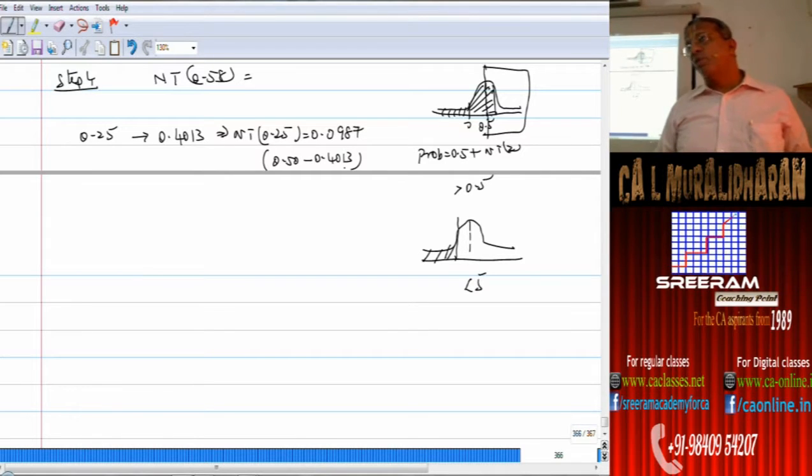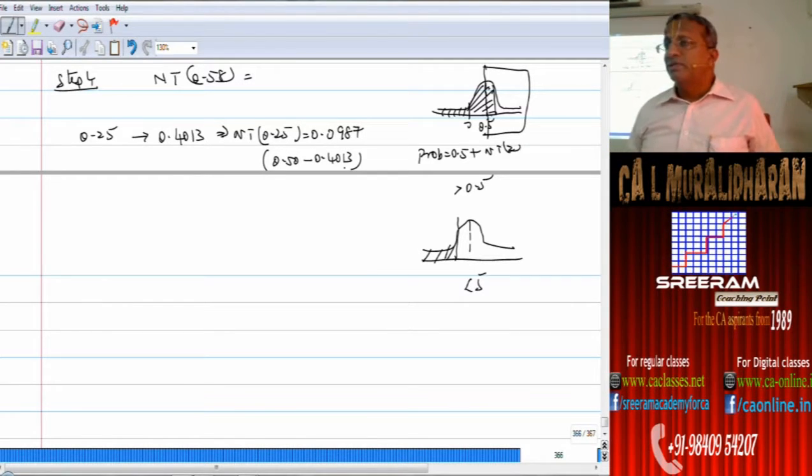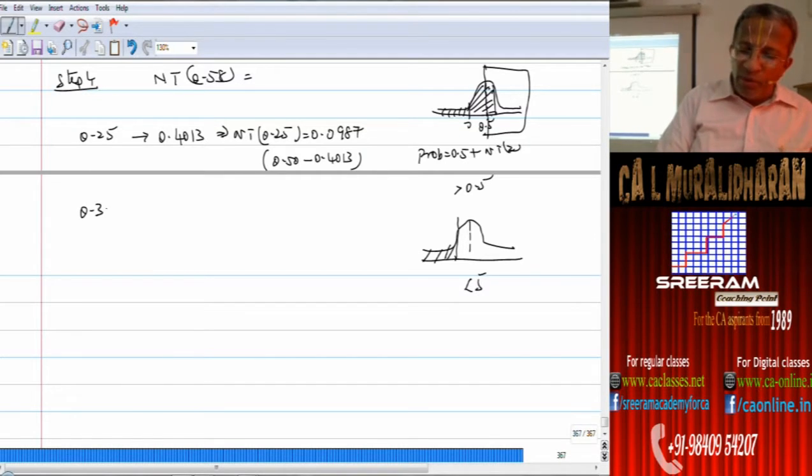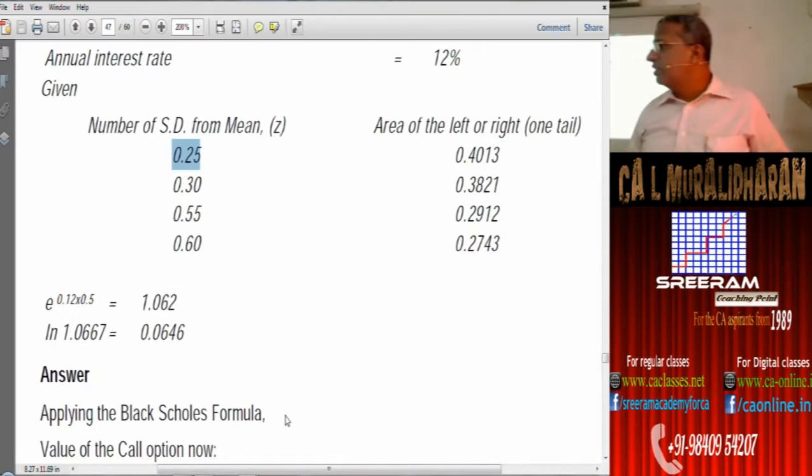So it is not that the examiner is keeping everything on a silver plate and offering it to you. He is telling you that these items are there in the kitchen. You have to take the trouble of going to the kitchen, picking up the data and putting it in your computation. Are you understanding? So for 0.35, what is the number that they have given in the practice manual?